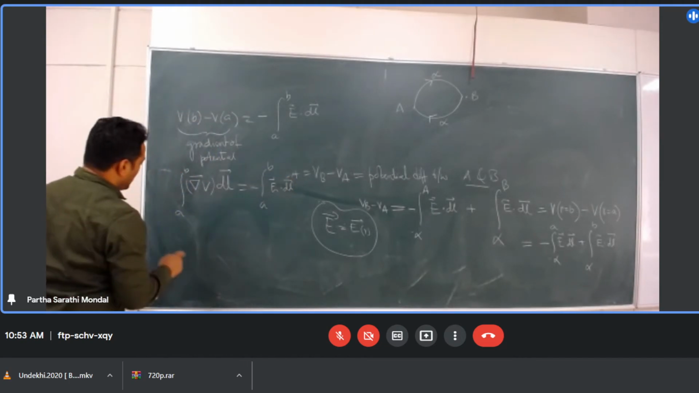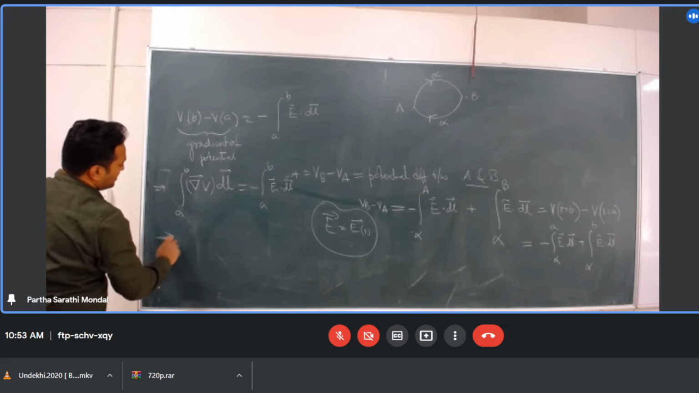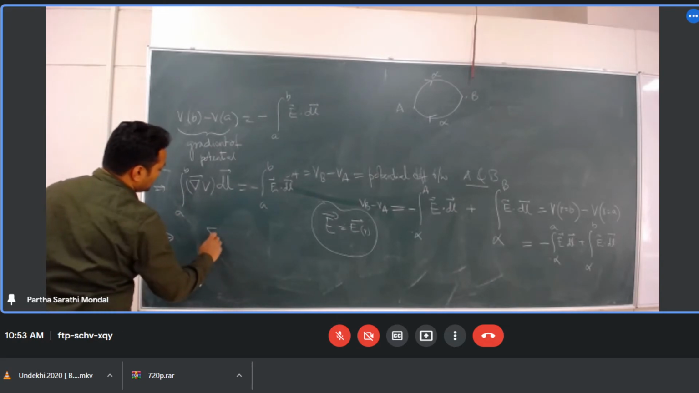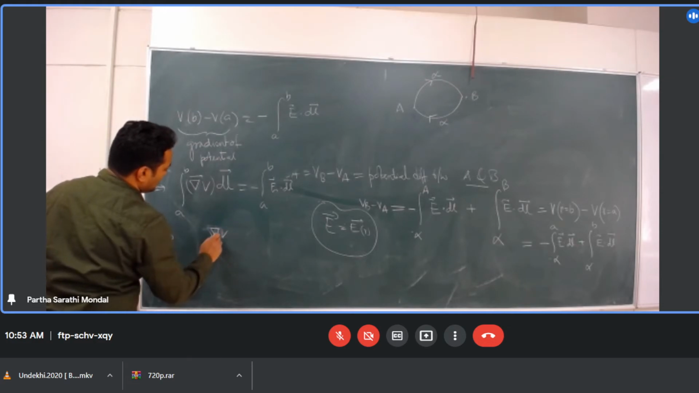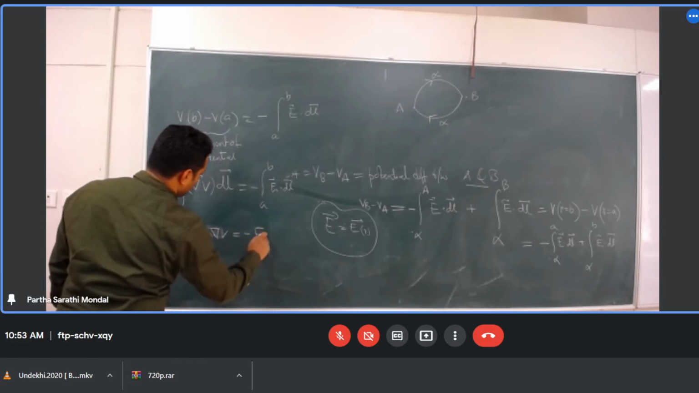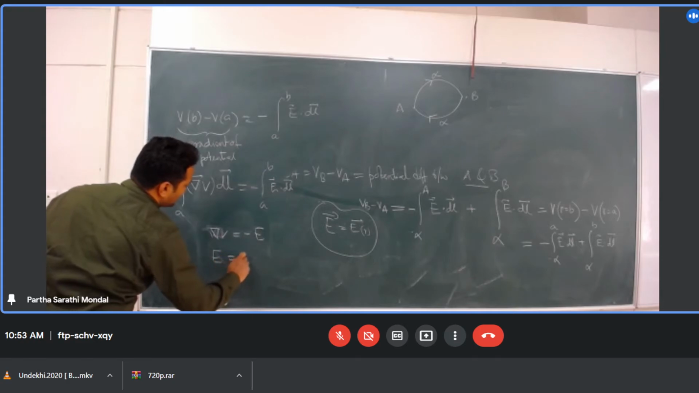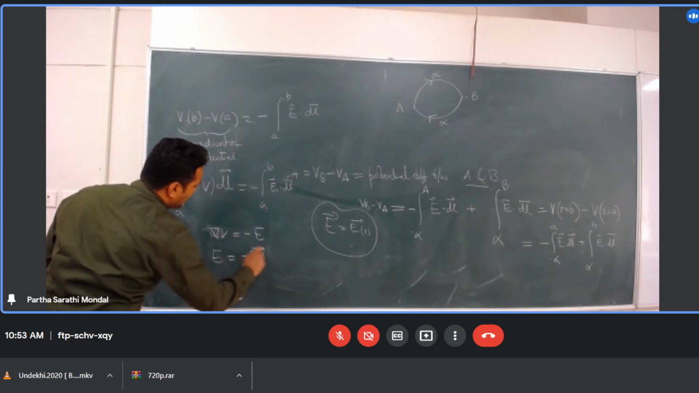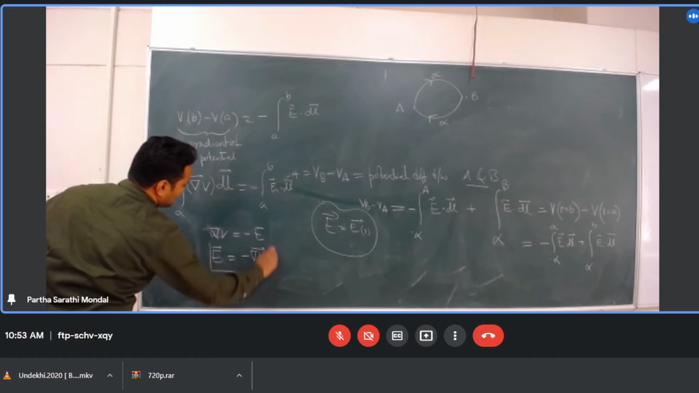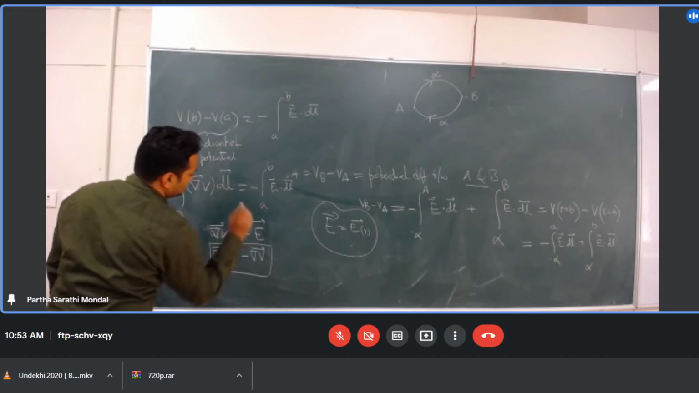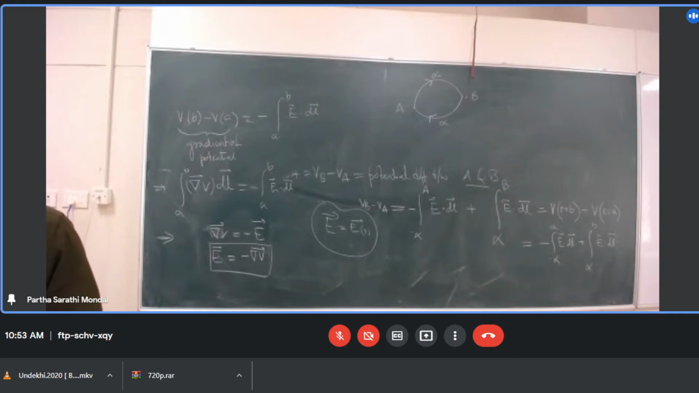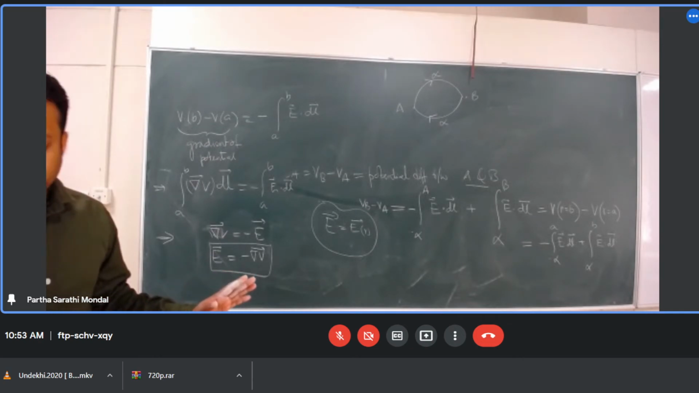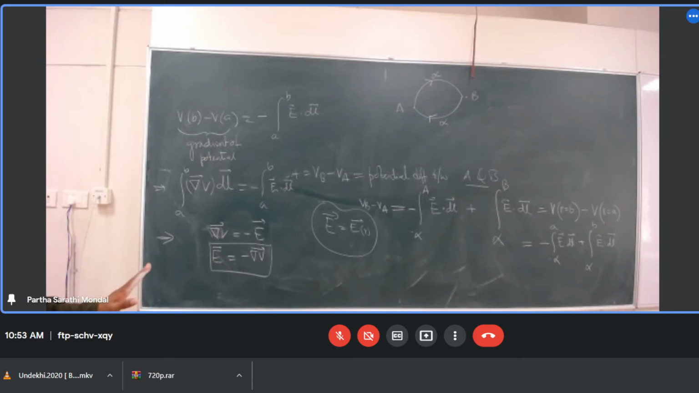So now if I take out the integration from both sides, the gradient of V will give you minus E. So we get a famous relation between the electric field and the potential. This is what we know. That means the electric field you can write in terms of the potential.